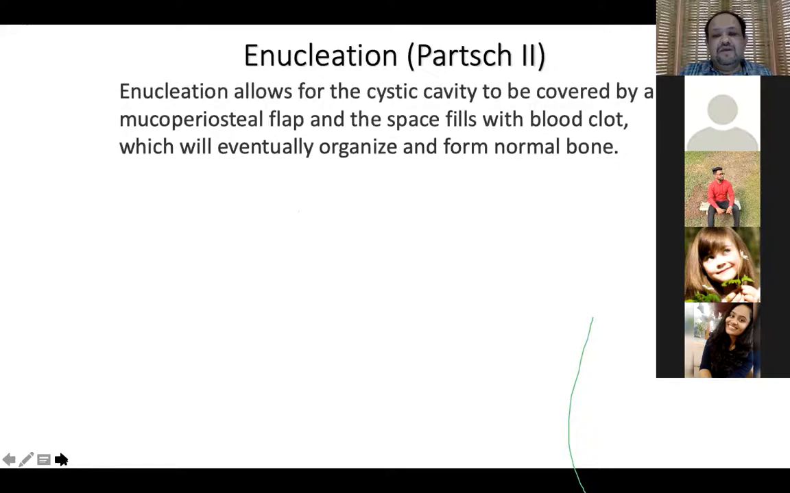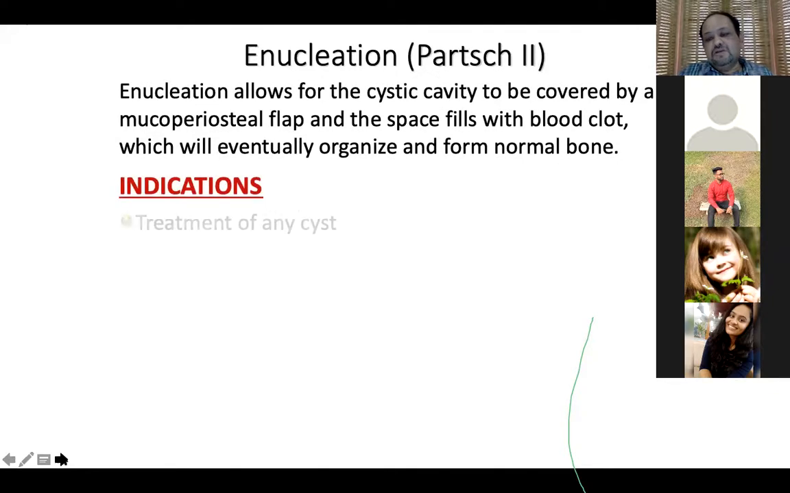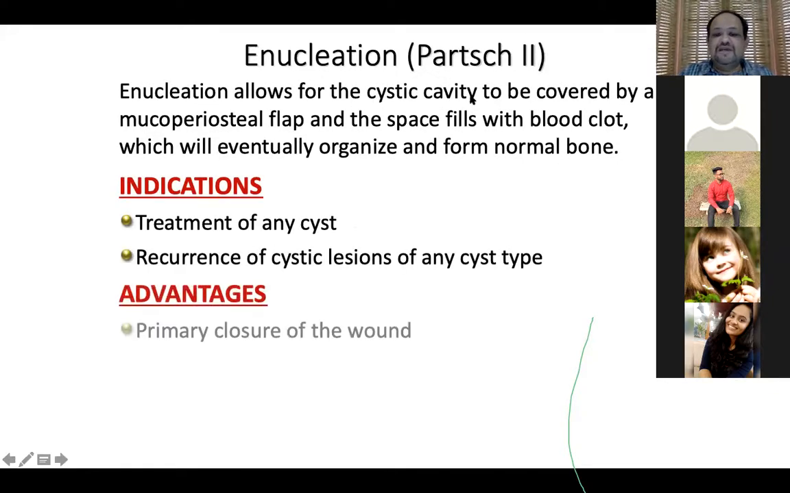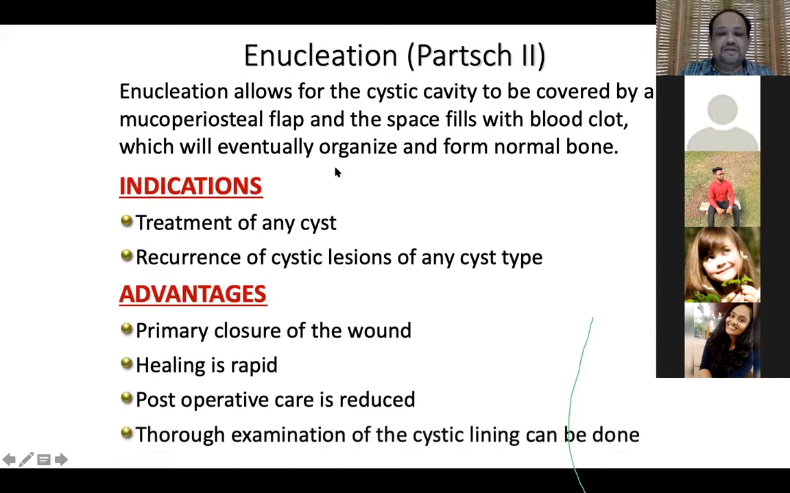Okay. Now we come to enucleation. Now this is also known as the Partsch 2 procedure. It allows for the cystic cavity to be covered by mucoperiosteal flap, and the space fills with blood clot, which may eventually organize and form a new bone. So when you have an accessible cyst, such as a radicular cyst, I'll show you the image. Okay. In such a case, you have to enucleate it, right?